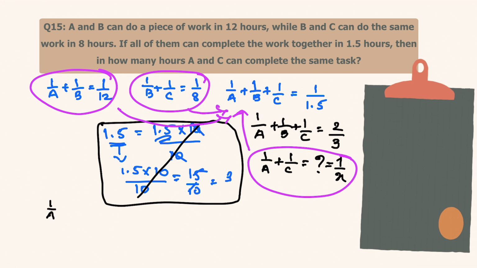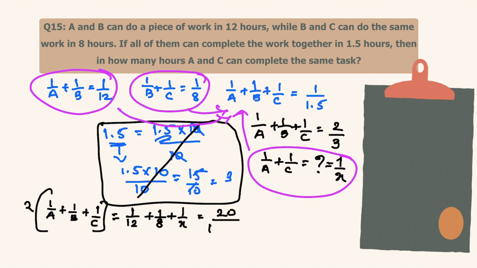1 by A plus 1 by B, 2 times 1 by A plus 1 by B plus 1 by C. If we add this one and this one, we will get 2 times 1 by A plus 1 by B plus 1 by C, right? Which is equal to 1 by 12 plus 1 by 8 plus 1 by X. That means we have to solve it. 20 by 12 into 8 plus 1 by X. 5, 3. So 5 by 24 plus 1 by X.